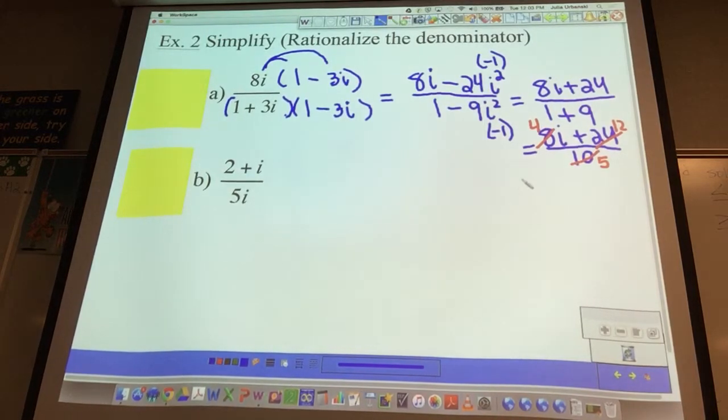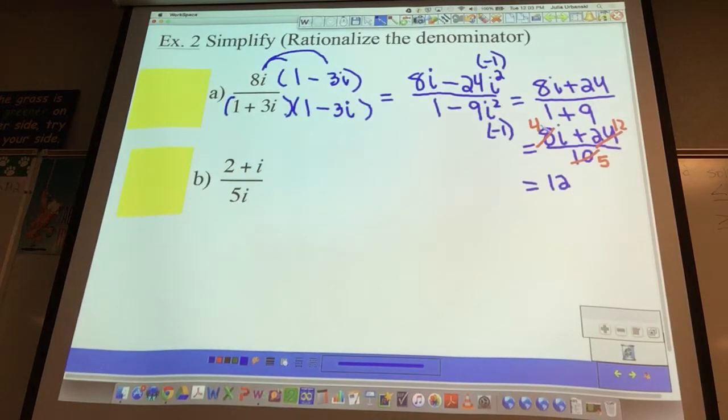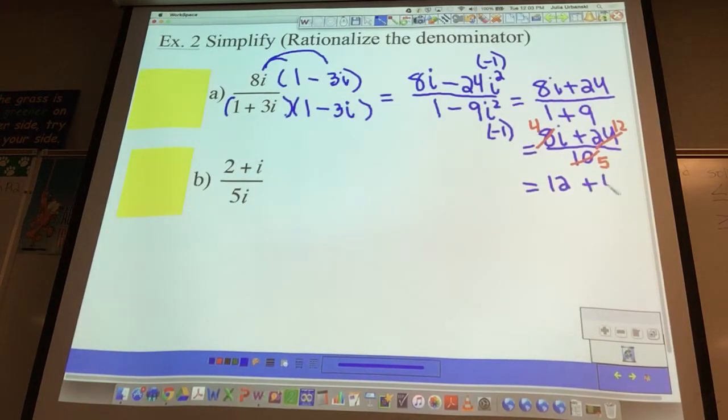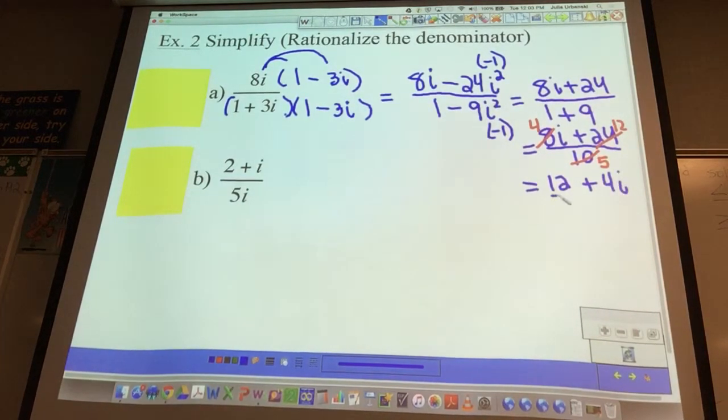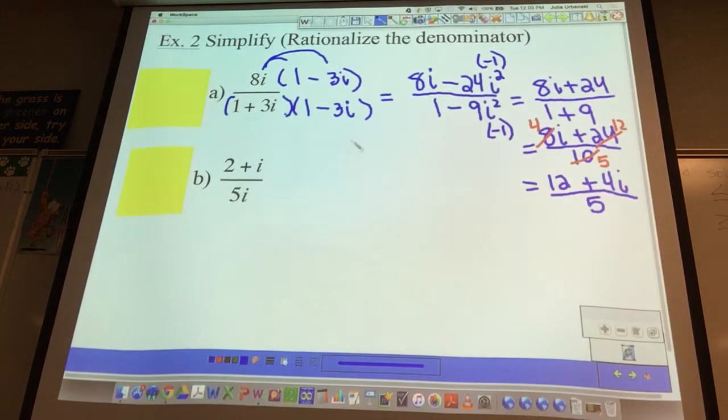And the last thing I'm going to do is rewrite my answer. Technically, they want the imaginary part of the number to go last. So I'm going to put my 12 in front, my 4i at the end, and it's over 5. That's what your answer looks like. All we need to do is, we have to do this so that our i moves to the top instead of on the bottom. It's called rationalizing.